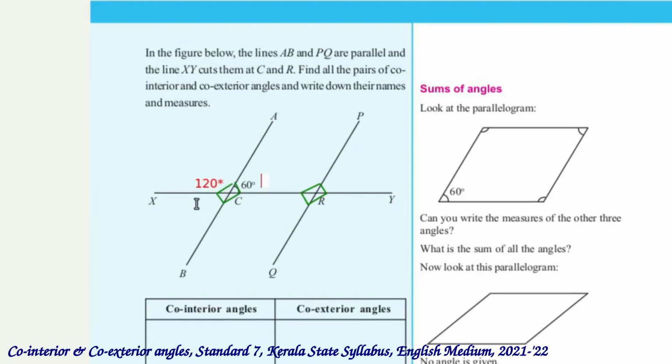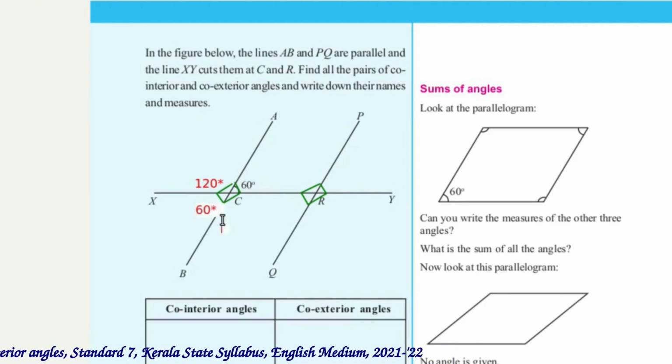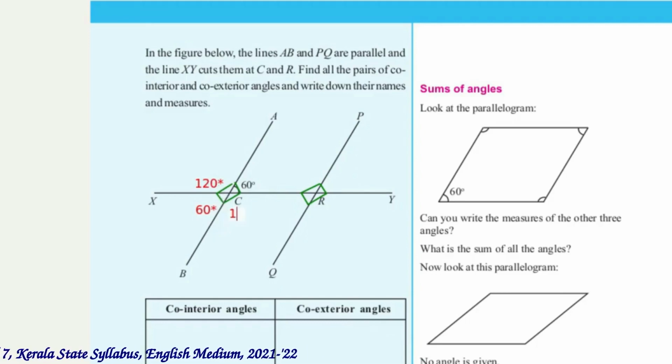So this one is the opposite angle, so here it is 60 degrees, and here it is 120 degrees. Why? Because opposite angles are equal. So we got this, and the same here, you can see this is a similar position.